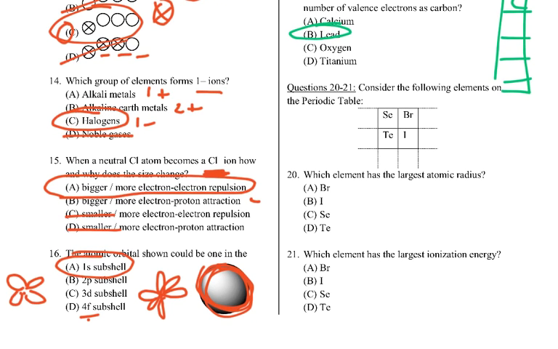Okay, these next two questions, here's a little piece of the periodic table: selenium, bromine, tellurium, and iodine. Which has the largest atomic radius? We know largest radius is to the left and down, so it's going to be tellurium. Which has the largest ionization energy? Well, that goes with the smallest atom, so it's going to be to the right and up. It's going to be bromine. The largest ionization. It's going to be hardest to pull it off of the smallest atom.